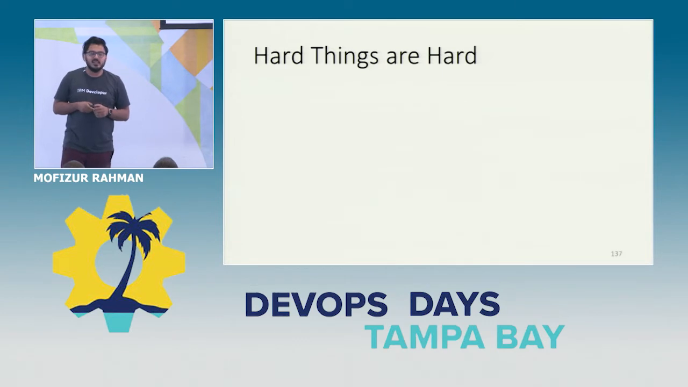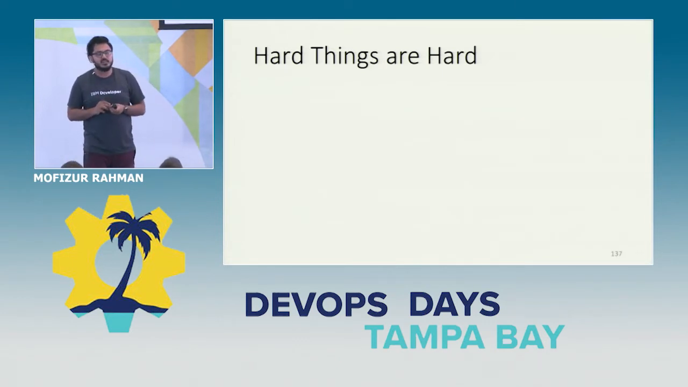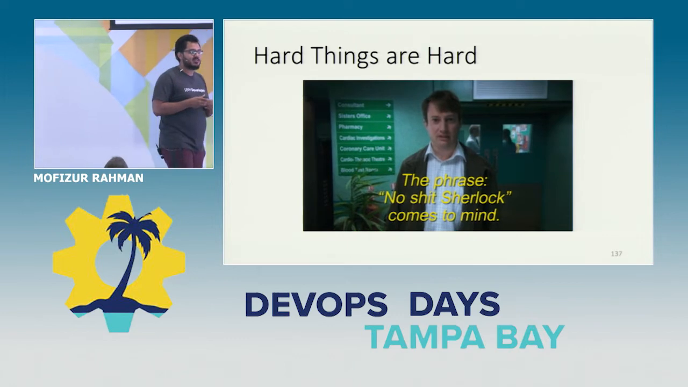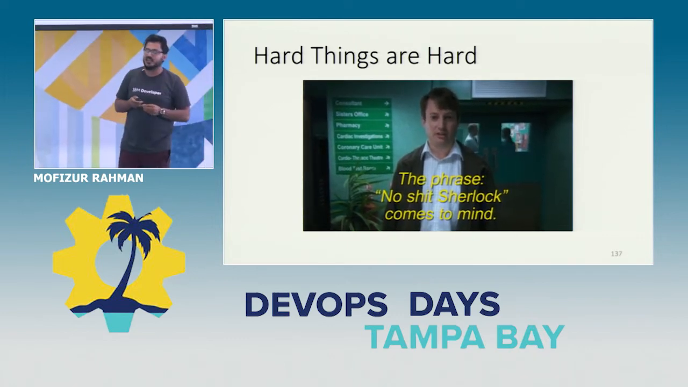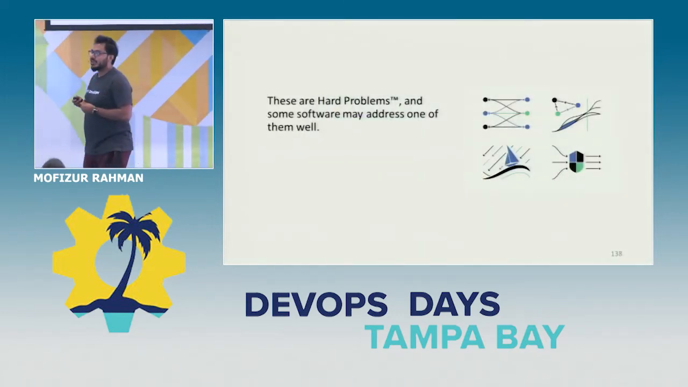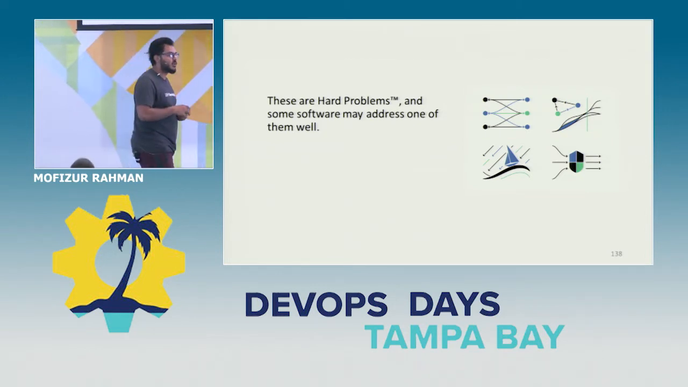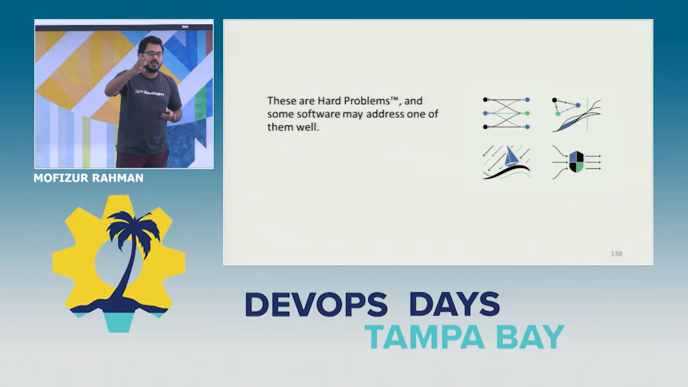So again, these are hard problems, right? Like it's industry. If we all had solved it, we probably would be out of a job by now. But these are hard problems. So, I'm not going to say it out loud, but again, this phrase comes to my mind that these are hard problems. And in the industry, we have been building a lot of different software to solve one or some of the problems at a given time.